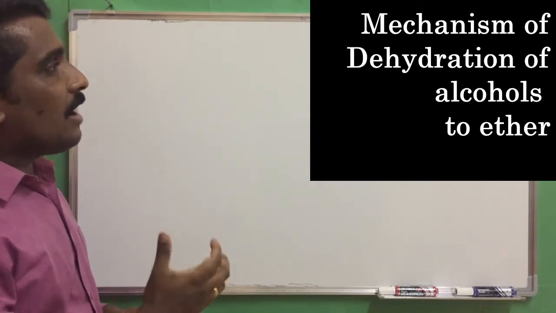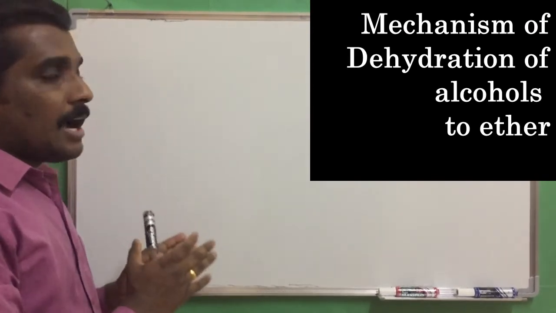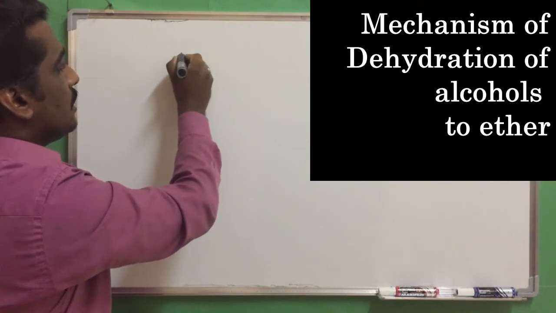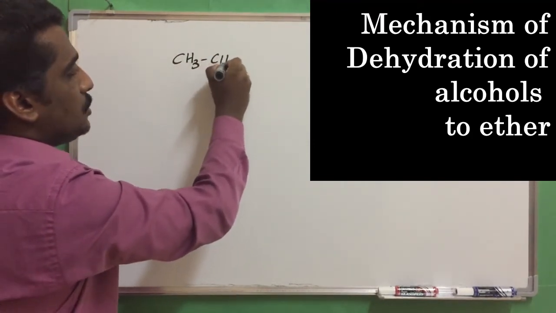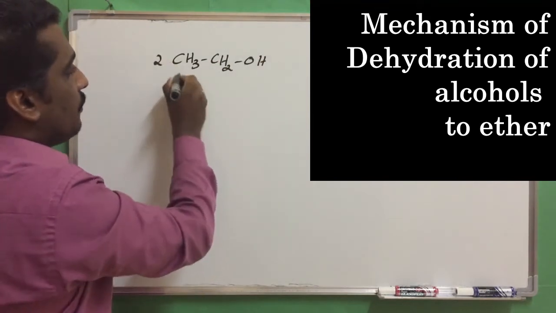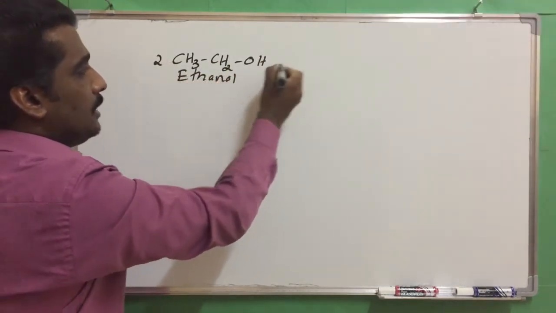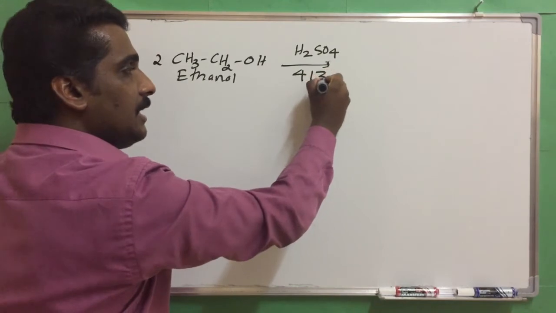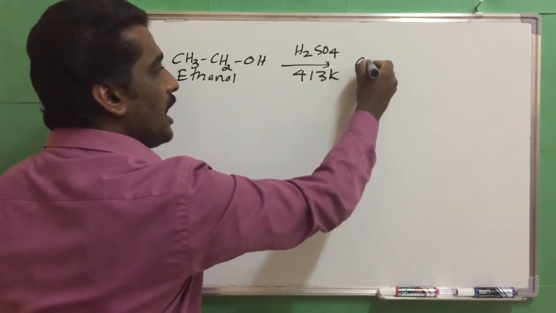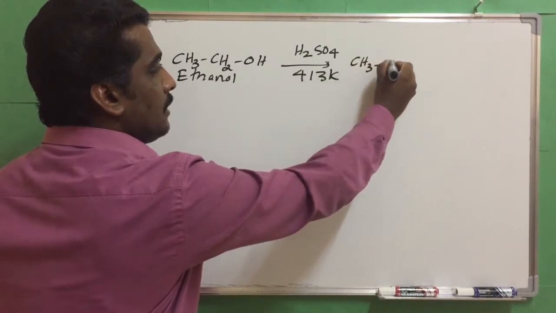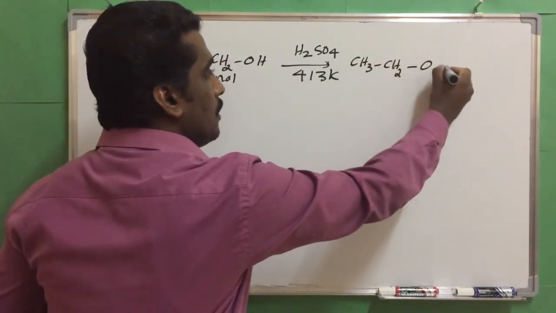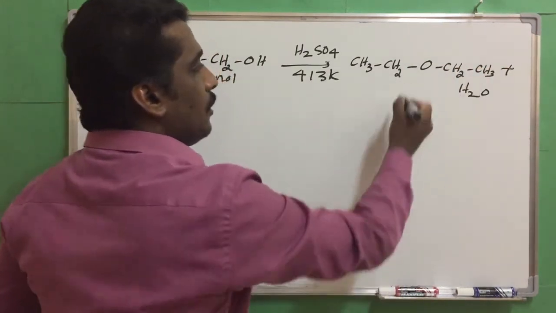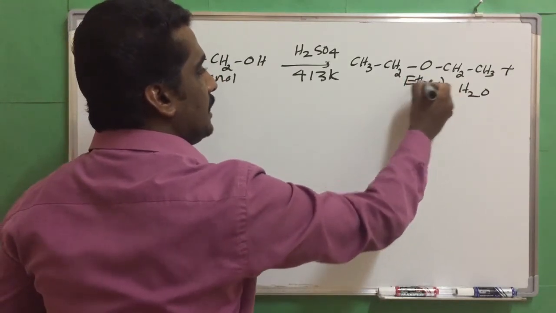Mechanism of dehydration of alcohol to ether. This mechanism involves mainly three steps. First of all, we can write the main reaction. CH3CH2OH, two molecules of ethanol, in the presence of sulfuric acid at 413 Kelvin undergo dehydration and form ether, CH3CH2OCH2CH3 plus the byproduct water. The final product is ether, ethoxyethane.